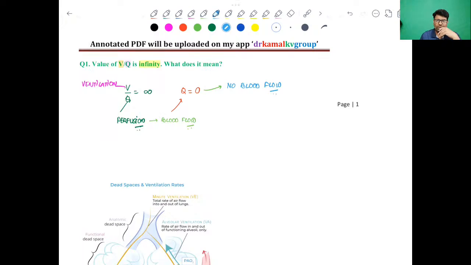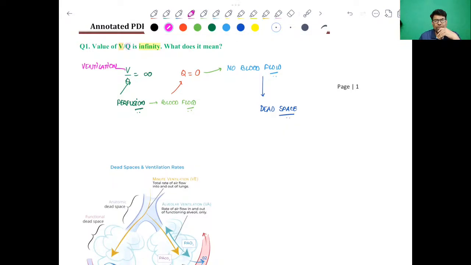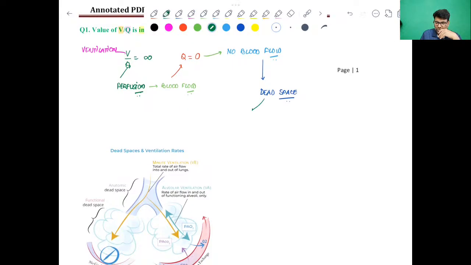Now in terms of respiratory physiology, what we call this? This is known as dead space, right? So this is known as dead space, and if you remember the definition of dead space, it is the area where oxygen is present, but it is of no use because it cannot be exchanged. So when we talk about dead space, there are two types. One is anatomical and another is alveolar.